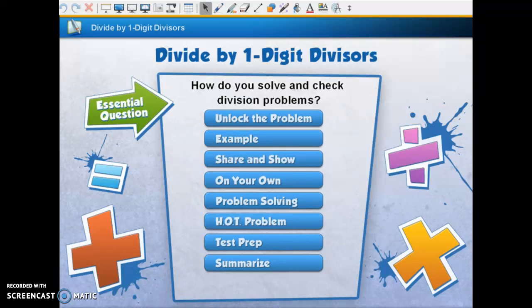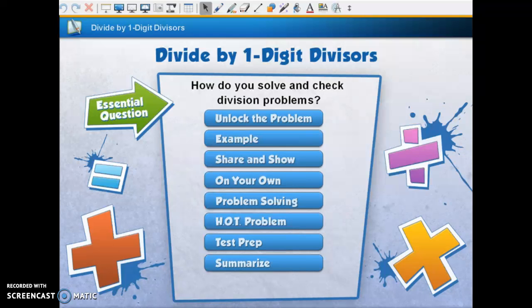Okay, today we're looking at lesson 2.2, divide by one-digit divisors. How do you solve and check division problems? Yesterday we divided by one-digit divisors. I believe that you have been dividing by one-digit divisors since about 3rd grade. Does that sound right? So that shouldn't have been anything new to you. Well, today you're going to still divide by one-digit divisors.